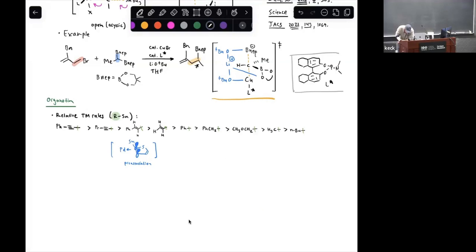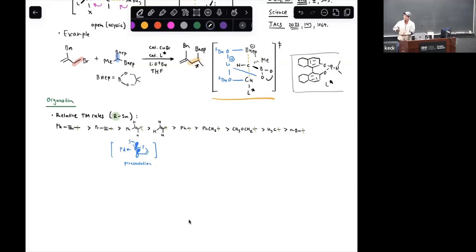Unhindered and alkenyl transmetallate faster than aryl. Aryl transmetallate faster than alkyl, and we know this because when we're doing Stille couplings, for example, we will have an aryl tin, but the other three ligands around tin will typically be butyl groups, for example, that transmetallate much more slowly.